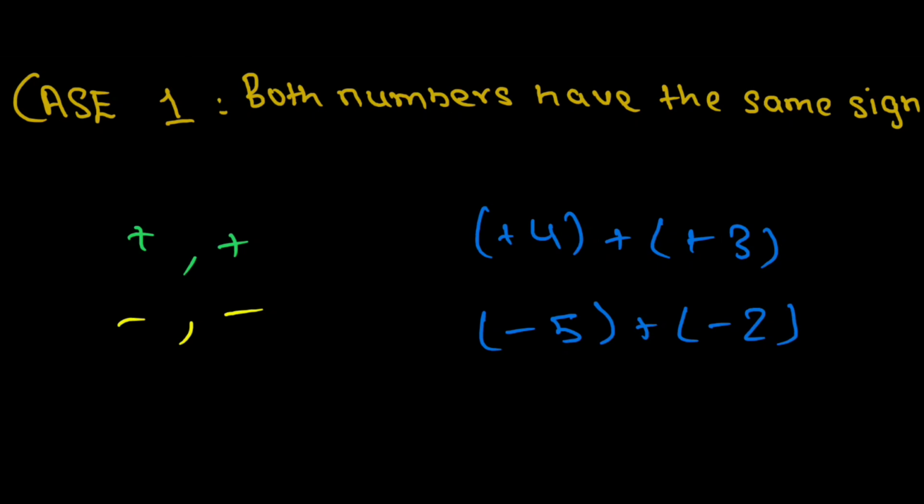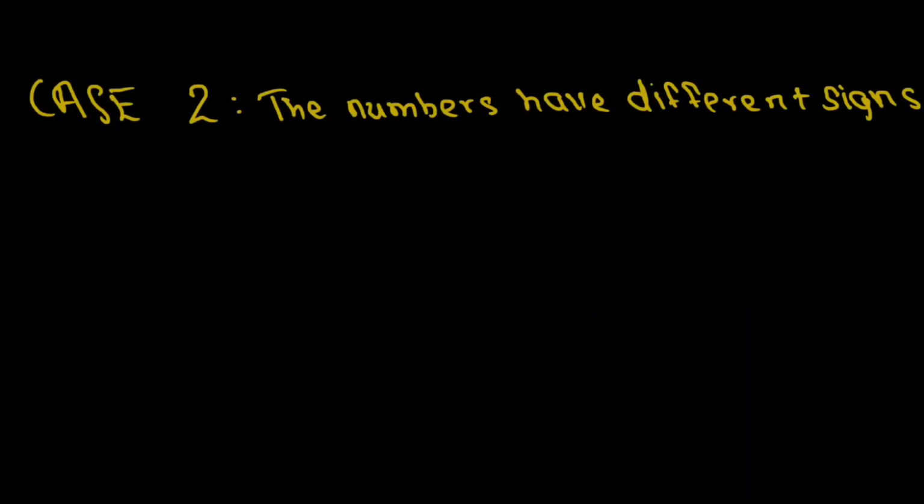In the first example, both numbers are positive, so we just add them. 4 plus 3 is 7 and we keep the positive sign. In example 2, both numbers are negative, so again we add the values. 5 plus 2 is 7, and since both are negative, the answer is negative 7.